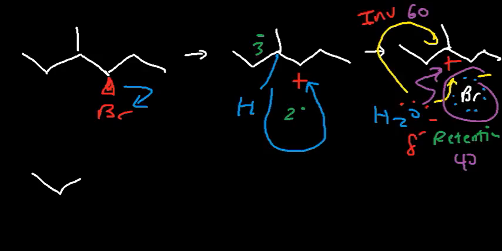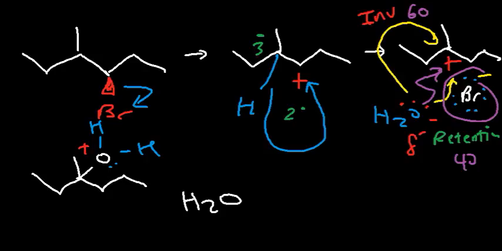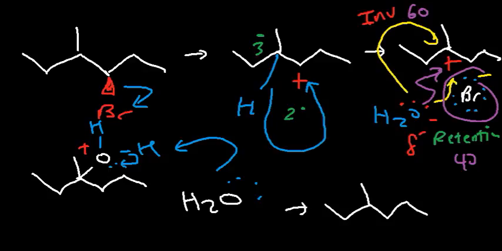So at this point, we have this product. Whenever oxygen has three bonds, it has a positive formal charge. But we don't have the alcohol yet, so we need to use another water molecule to grab this hydrogen, and then that's going to form a bond. So now we have an alcohol.